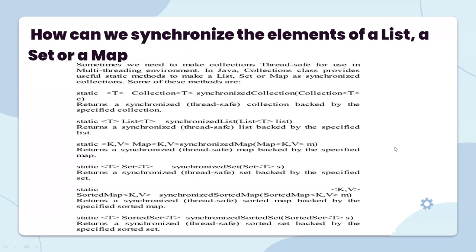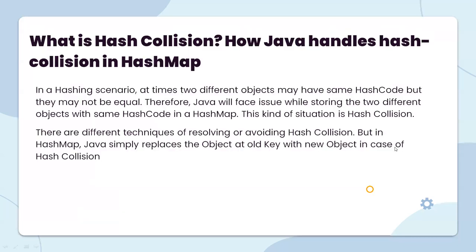Okay. So now next question is, what is hash collision? How does Java handle hash collision in HashMap? Now here you can understand what is the meaning of collision. First I will read it, then I will explain that.